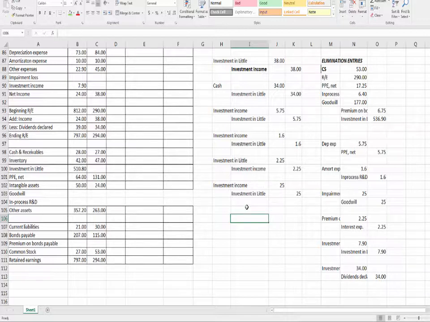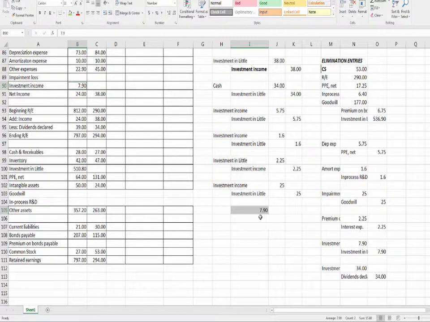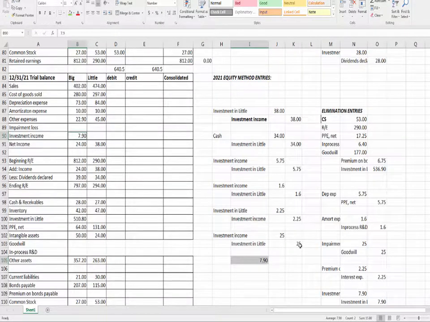Again, let's confirm that the equity method entry sum for investment income equals the 790 that's being reported on the trial balance. So we have our share of the reported earnings minus the property, plant, equipment amortization minus the in-process R&D amortization, plus the bond premium amortization minus the impairment loss, and that comes out to 790, which is what's shown on the trial balance. So everything is right with the world.